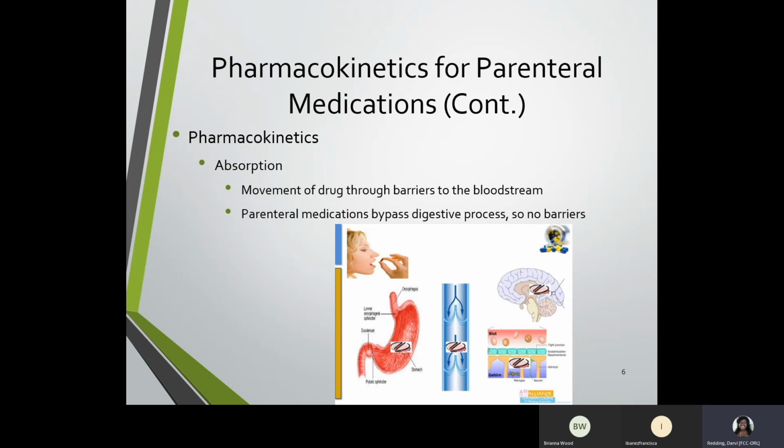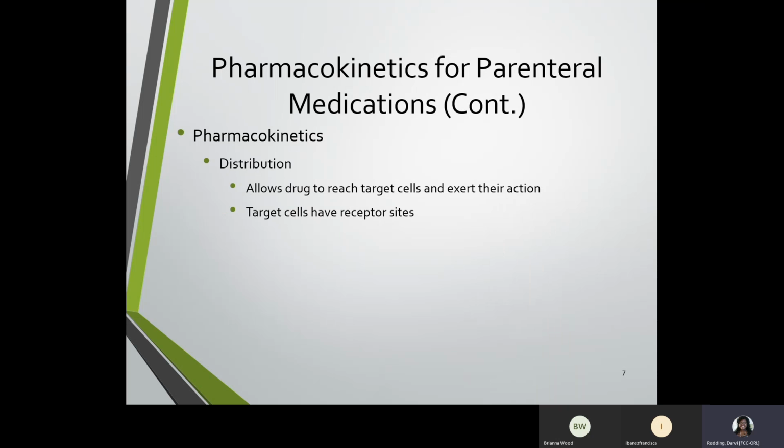So now that I've given you an example of absorption, let's next learn more about distribution. Distribution allows the drug to reach target cells and also exert its actions. An example of this would be that target cells have receptor sites. With distribution, the target cells have a special place where the drugs go to allow for a specific action to take place. These places are known as receptor sites.